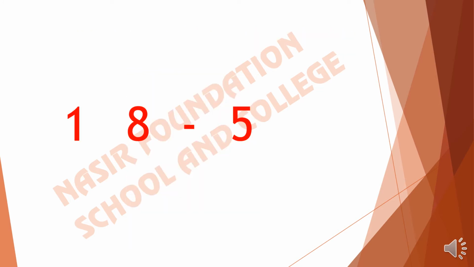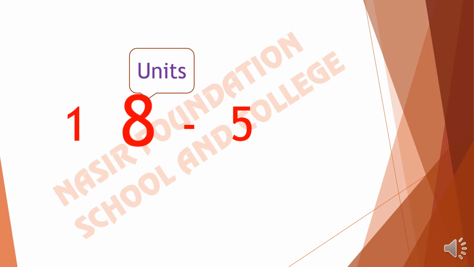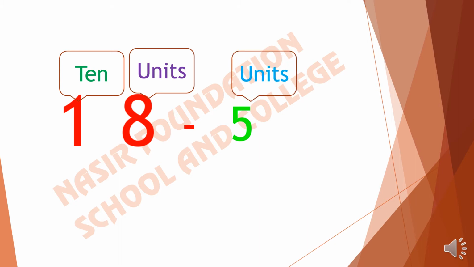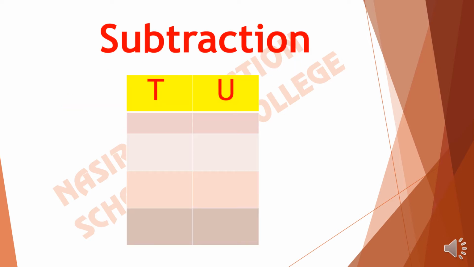Let's take another example. We have to subtract 5 from 18. The place value of 8 is units. The place value of 1 is tens, as 18 is a 2-digit number, whereas place value of 5 is units. Here we will place both these numbers. We will place 8 in units column and 1 in tens column and 5 in units column, and we will use the symbol of subtraction.